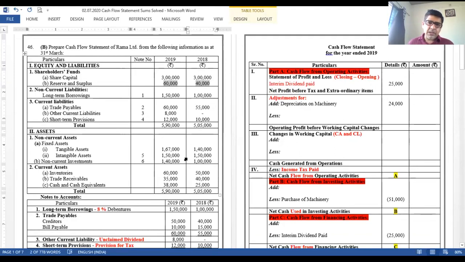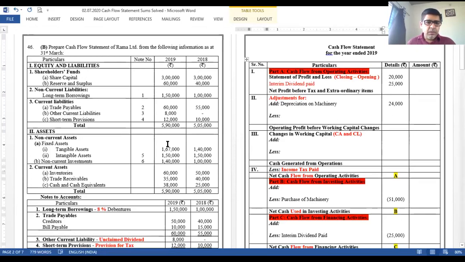Now reserves and surplus, generally people write it in the R part of DIRT. But you have to remember that if the statement of P&L is not given specifically, then this amount of reserves has to be taken as the balance of the statement of P&L. So I'll be writing it over here on the top. Balance of statement of P&L, closing minus opening, 60 minus 40, that's 20,000.